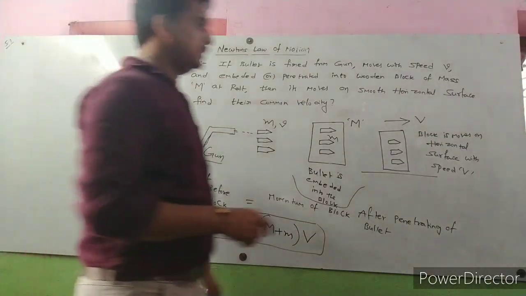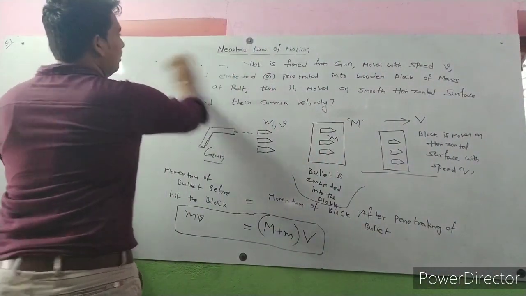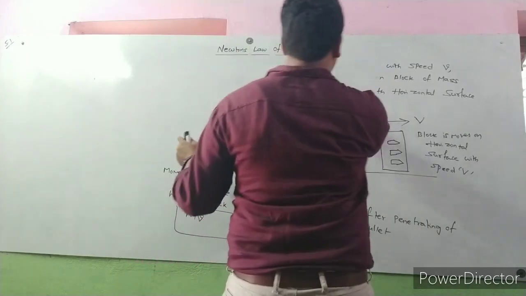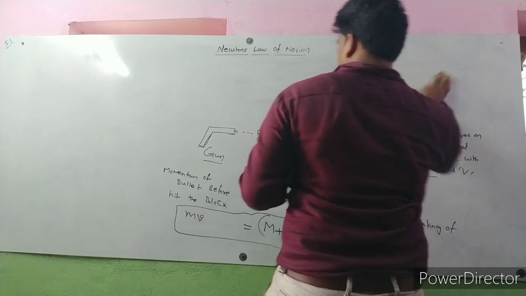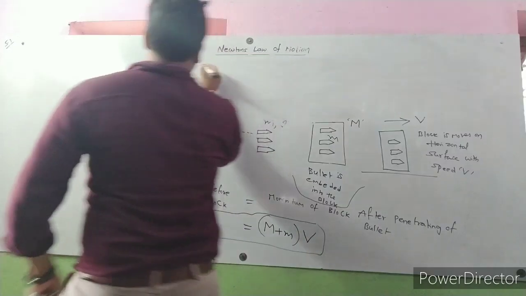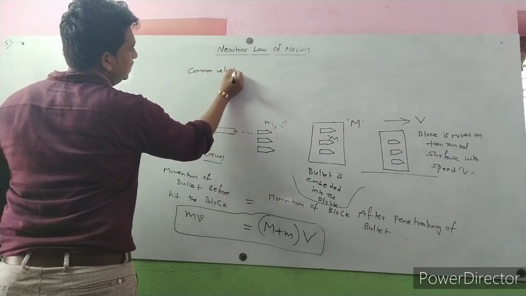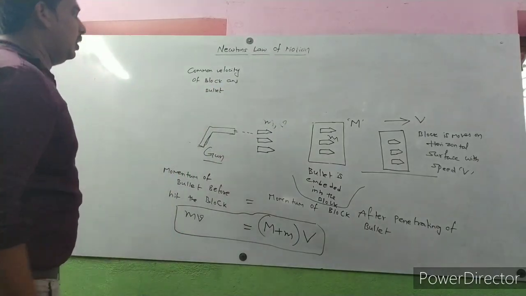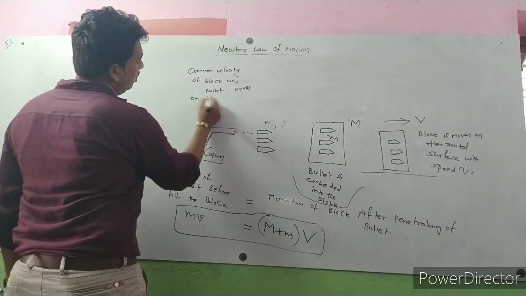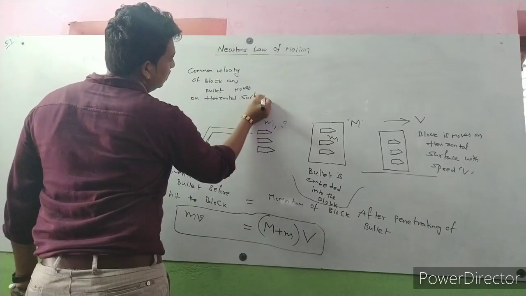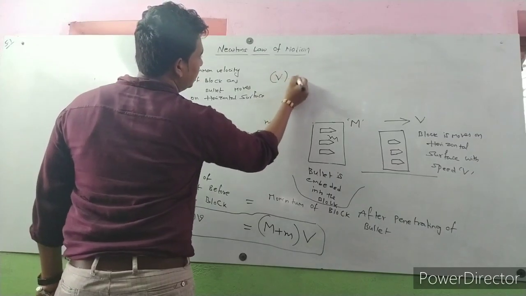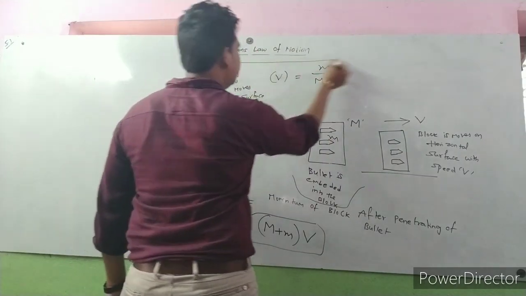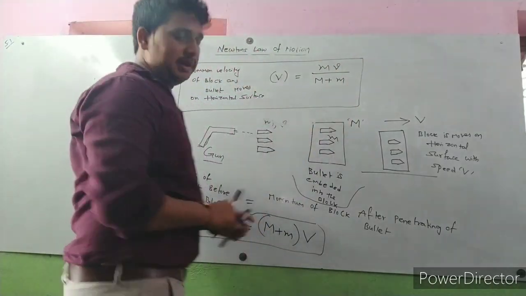So now the common velocity of the block and bullet moving on the horizontal surface is capital V. From this, what we got here is small m into v by capital M plus small m.